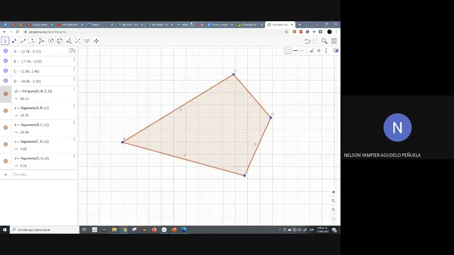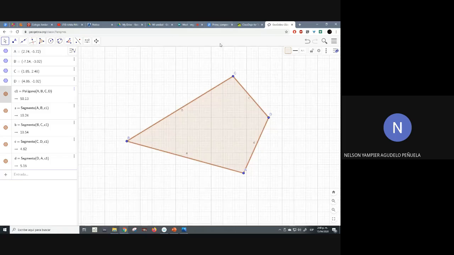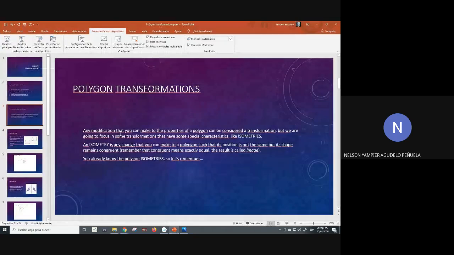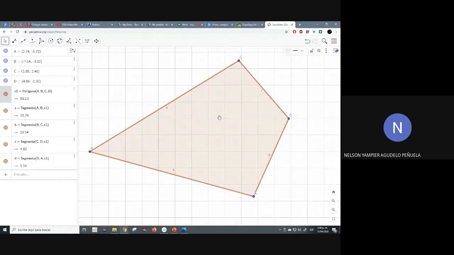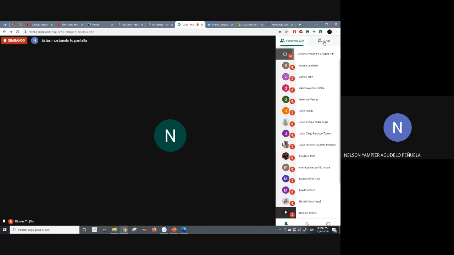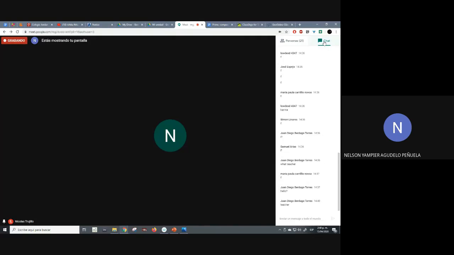But it is not an isometry because the result is not congruent. And remember, congruent means that it's exactly equal. It means the shape and the size. If the size changes, it is not an isometry, okay? Is it clear, or does anybody have any question about it? If you have questions, please talk right now.